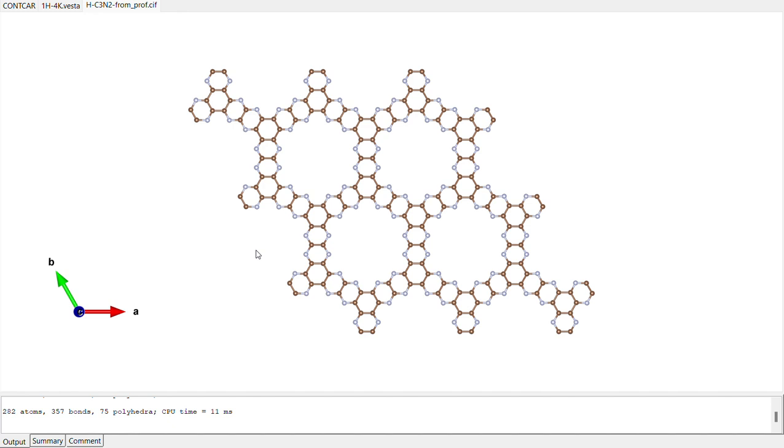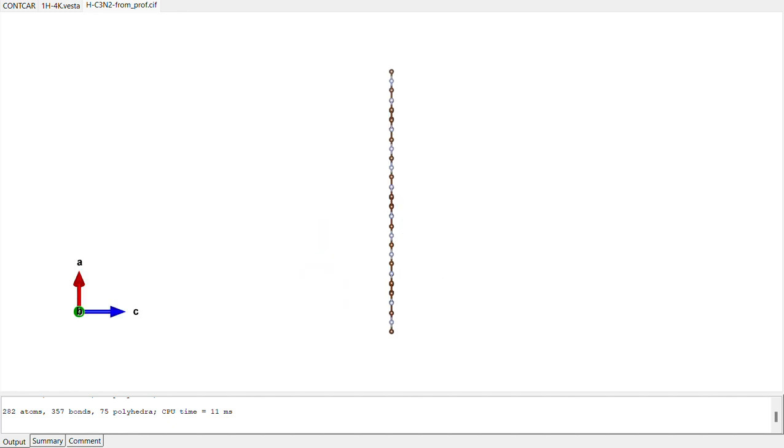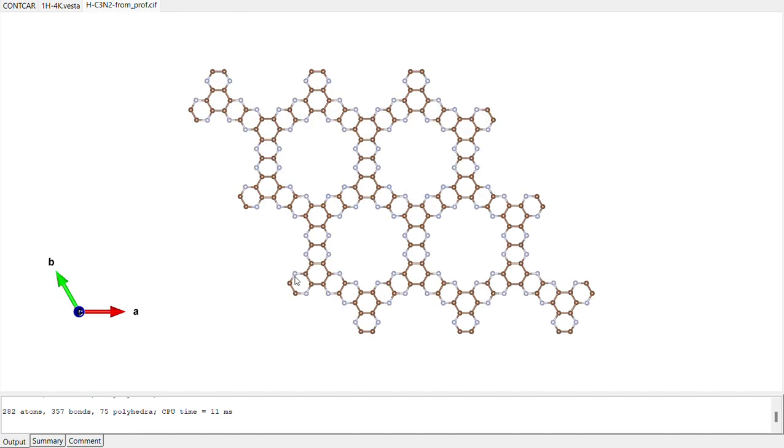Since this is just a sheet, from the side view you will see just a vertical line, from the y-axis view. And if you take it from the x-axis, you will see again a horizontal line. But our interest is in the top view. For that, I applied the hydrogen molecule and ran the simulation, but hydrogen is not binding with the carbon nitride.